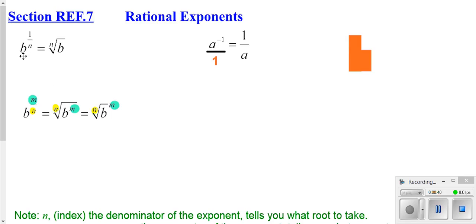Now, as we look here, we've looked at this a little bit in some of the previous lessons. We had said a square root is a 1/2 power, or a cube root is a 1/3 power. So whatever root you have, it's really a 1 over that power. So the nth root of b is really b to the 1 over n.